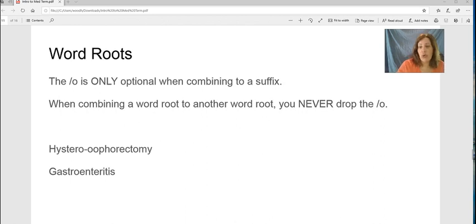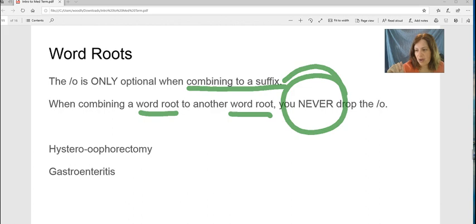The /O with your word root is only optional or situational when combining to a suffix. When you're combining a word root to another word root, you never drop the O. Ever. This is a real word down here: hysteroophorectomy. It means removal of the uterus and ovaries. Oophorectomy starts with a double O. So when you add the hystero, you actually get three O's in a row. That is correct. For that particular word, the hyphen is actually part of the spelling, just to help you with pronunciation, because the three O's in a row are weird.